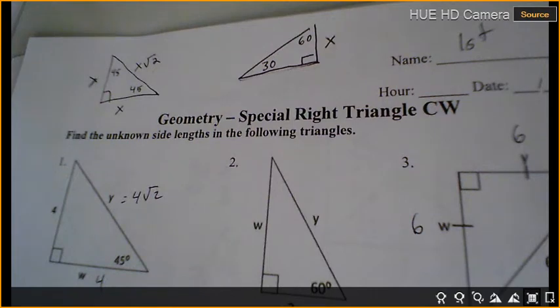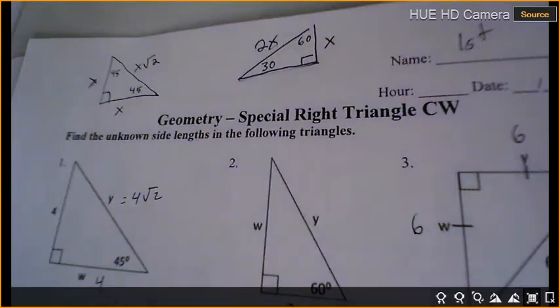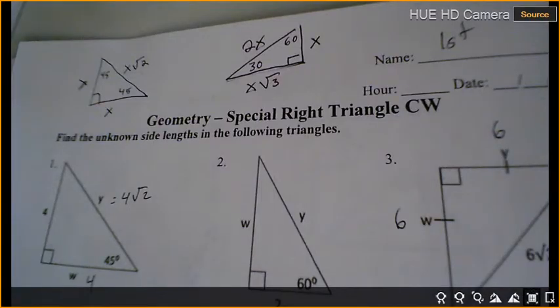But if we know one of the other sides, we can divide or multiply to find the other ones. So the hypotenuse is twice as big. That's pretty easy. If it's twice as big, you just divide it by 2 to find the other one. If you have the smallest side, just times it by 2 to find the hypotenuse. This middle side is square root 3 as big.